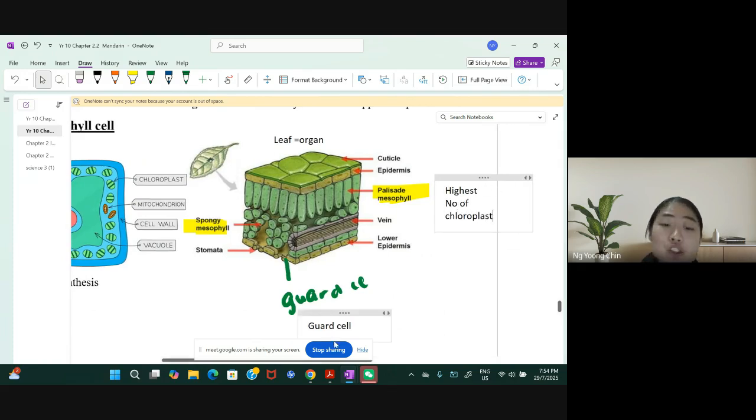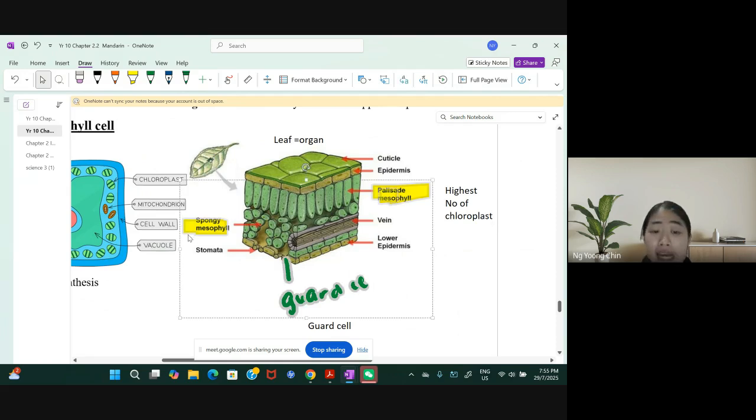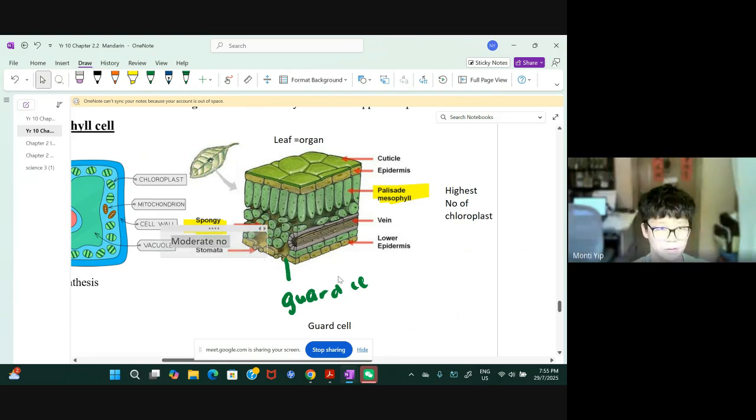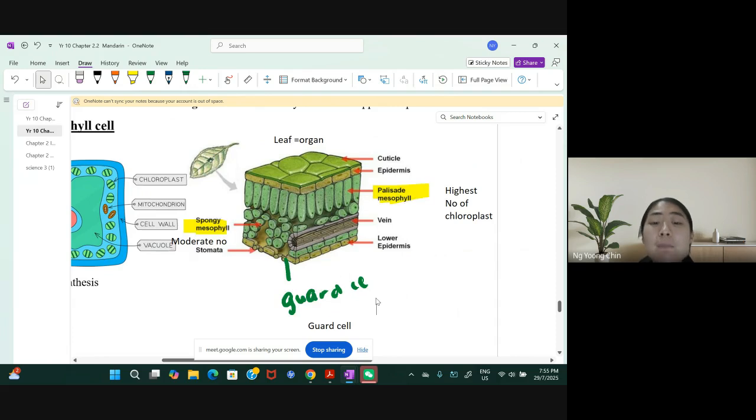Then how about the spongy mesophyll cell? Their chloroplast number is not as high as the palisade mesophyll cell. They just contain a moderate number, not too much like the palisade mesophyll cell. And then the guard cell will have the least number of chloroplast. So Monty, do you know why palisade mesophyll cell needs such a high count of chloroplast? Do you know why?